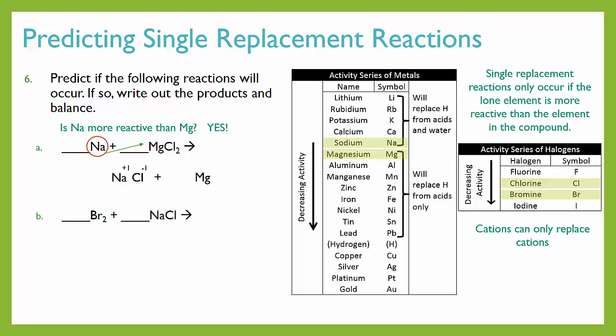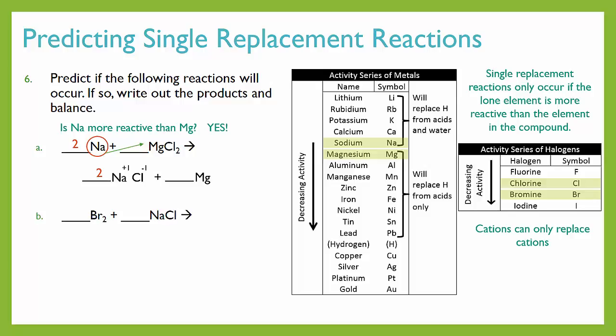So at this point, my formulas are correct, but my equation is not balanced. So if I look on both sides, I've got 1 sodium and then another sodium, so 1 on each side. For magnesium, I've got 1 on each side, but I've got 2 chlorine on my reactant and only 1 on the product. So to solve this, I have to put a 2 in front of the sodium chloride. So that's going to give me 2 chlorines on each side, but now I have 2 sodiums on my product and only 1 sodium on my reactant. So I can resolve that by putting a 2 in front of the sodium.